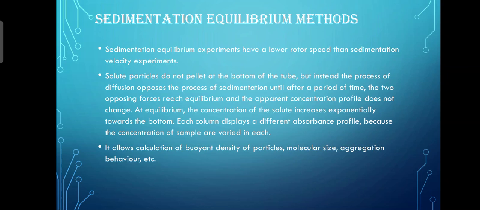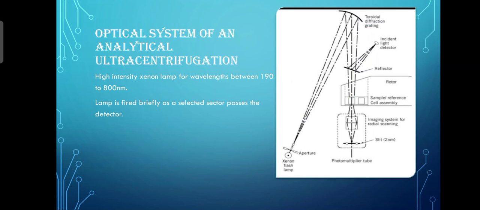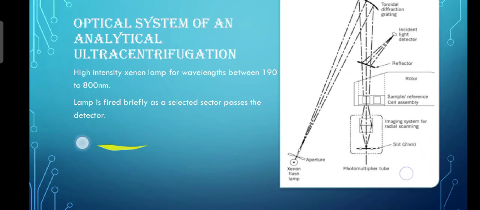Each column displays a different absorbance profile because the concentration of samples is varied in each. It allows calculation of buoyant density of a particle, molecular size, and aggregation behavior, etc. This is the optical system of an analytical ultracentrifuge.